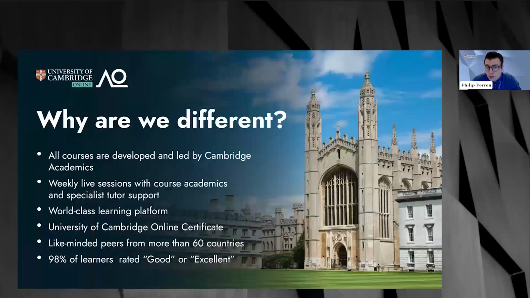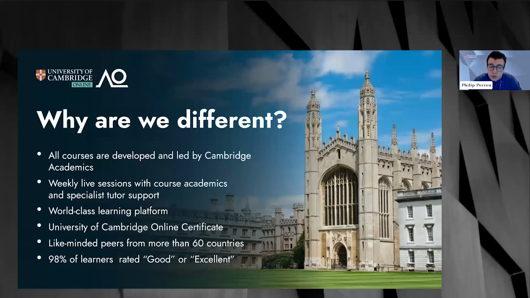So the University of Cambridge Online. So what makes us different? Well, to begin with, all courses are developed and led by University of Cambridge academics. They are quality assessed by the Online Education Committee consisting of senior Cambridge professors. We also offer weekly live webinars with our course academics. These interactive sessions allow for direct contact with our course leads, in this case with Professor Nathan Crilly. We also provide specialist tutor support with a low ratio of learners to tutors.